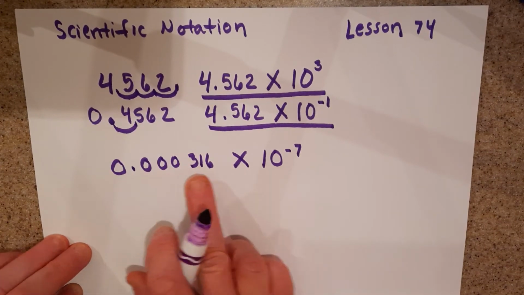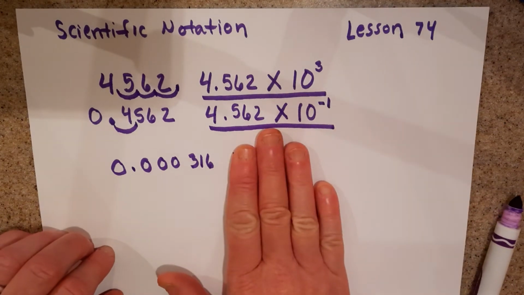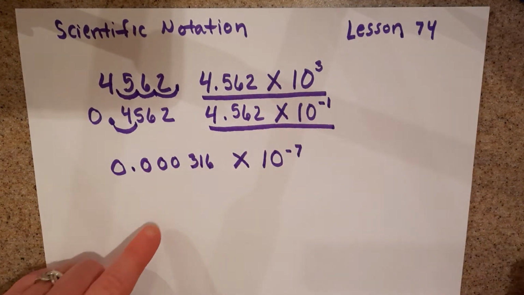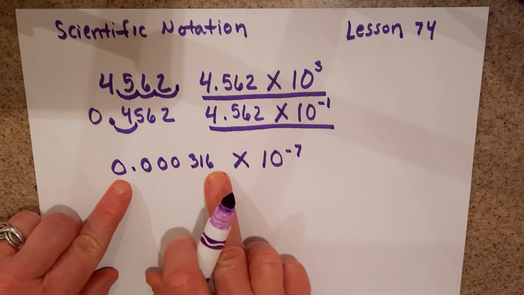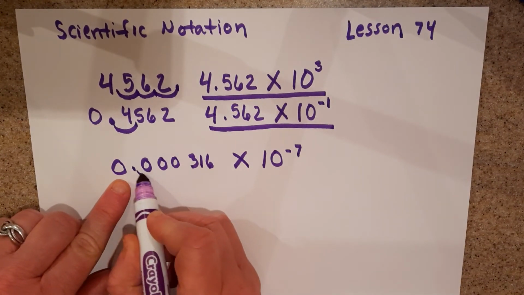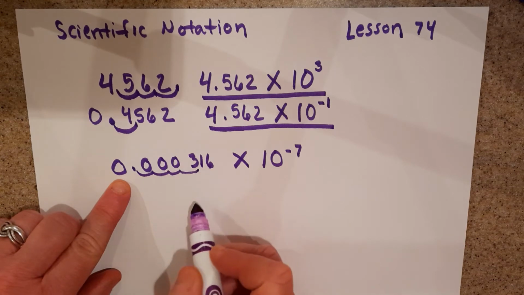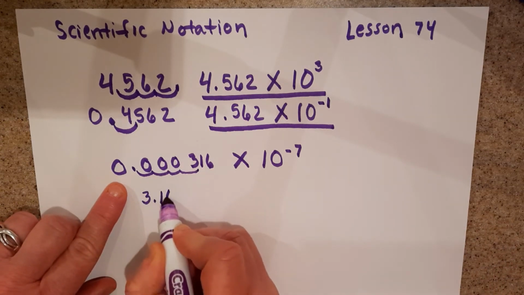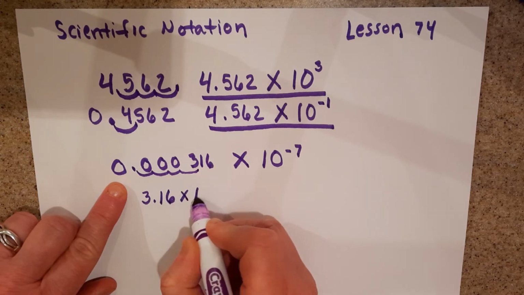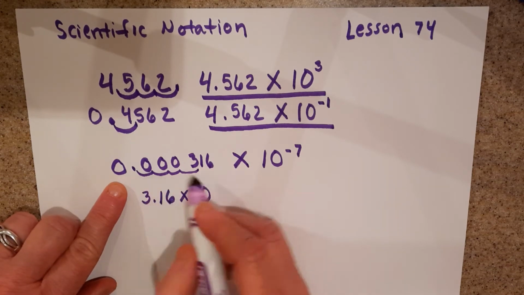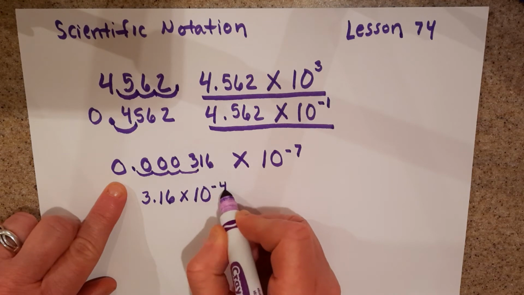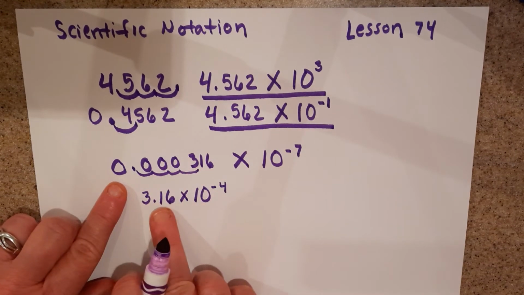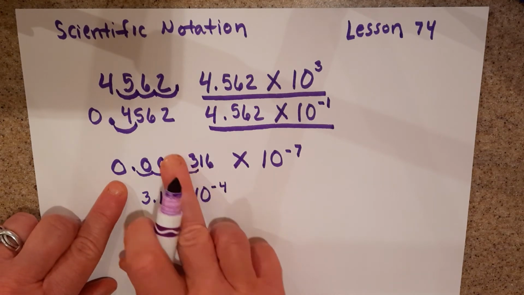So we have to first, we're going to ignore this part for now, and we're just going to write this number alone in scientific notation. So taking a look at this, we're going to need to move the decimal point over 1, 2, 3, 4 times to the right, which gives us 3.16 times 10. Since we moved it 4 times to the right, this becomes negative 4. 0.000316 becomes 3.16 times 10 to the negative 4 in scientific notation.